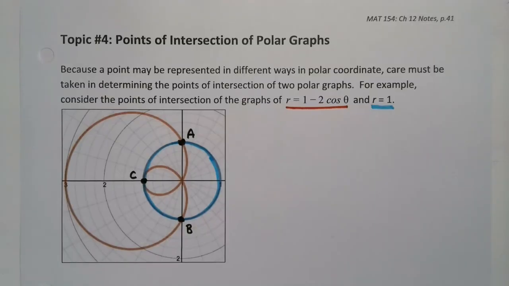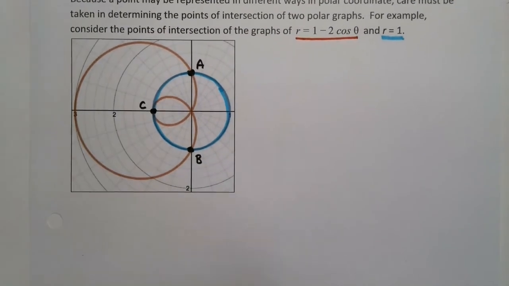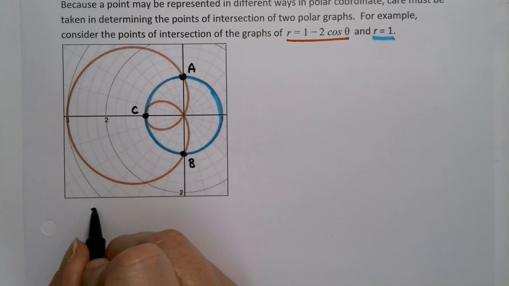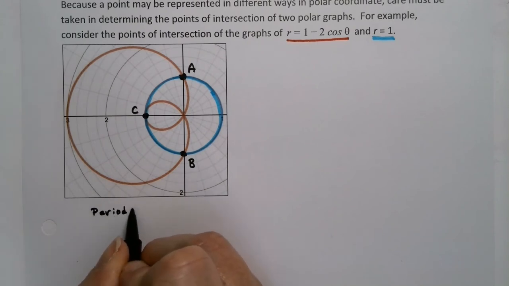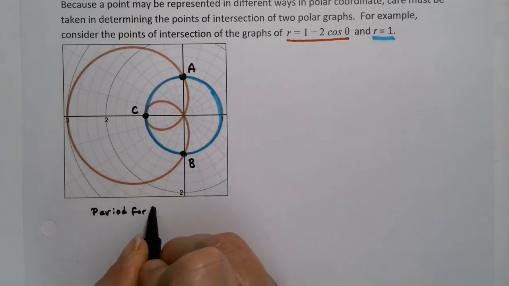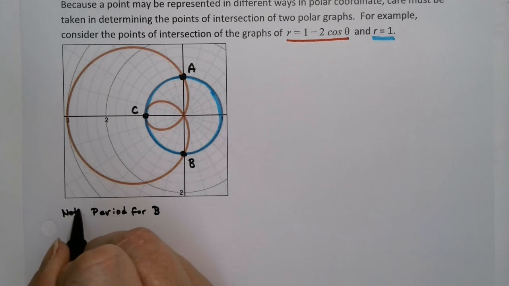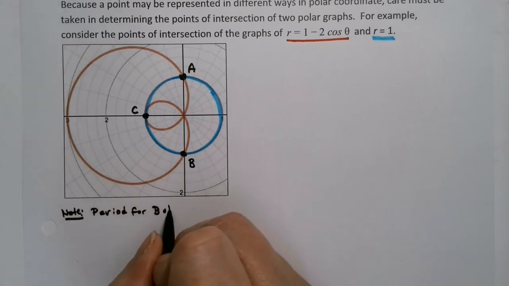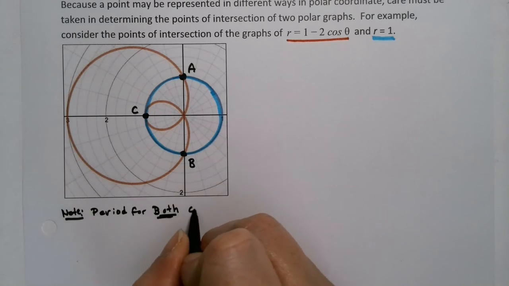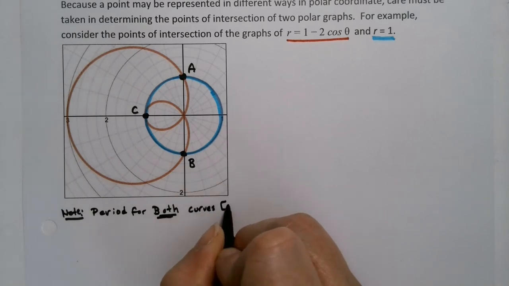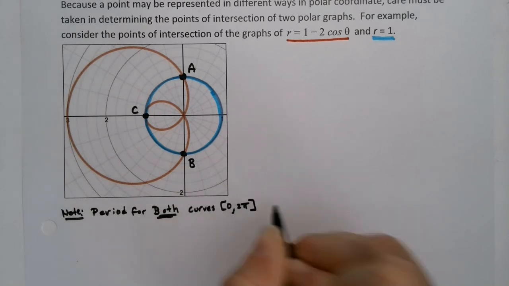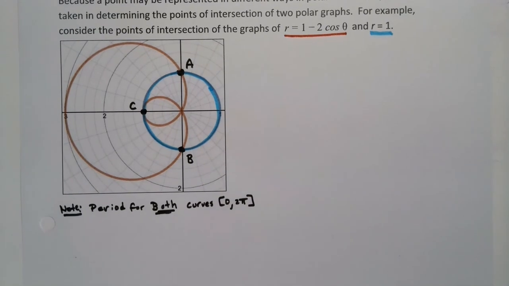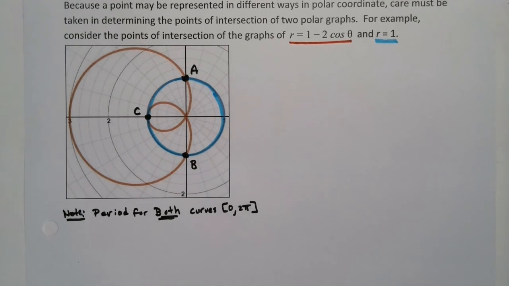And again, there's no good way to figure out period other than to graph it and watch it as it goes. So the period for both curves, we'll just make a note, is 0 to 2 pi. That's the amount of theta that it takes to get a full circuit for both of those graphs. So it's just something to note.